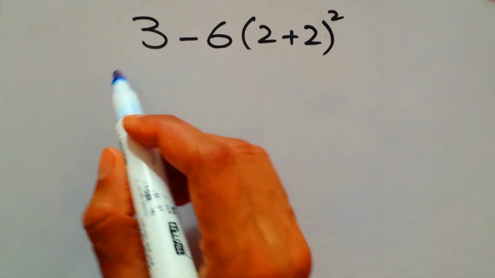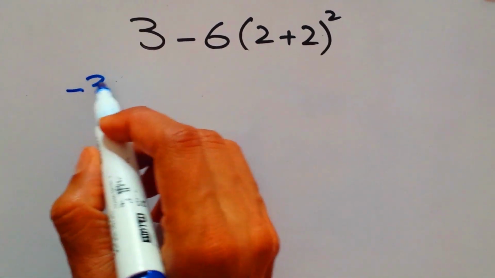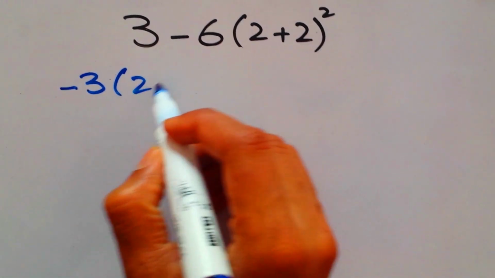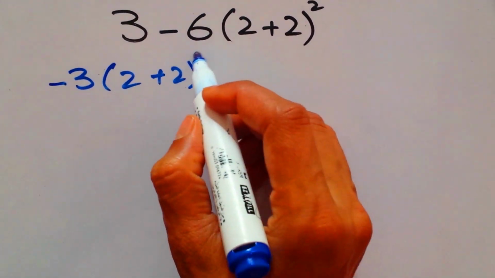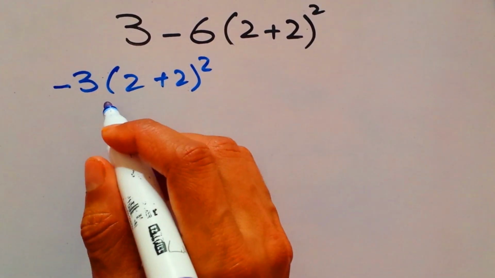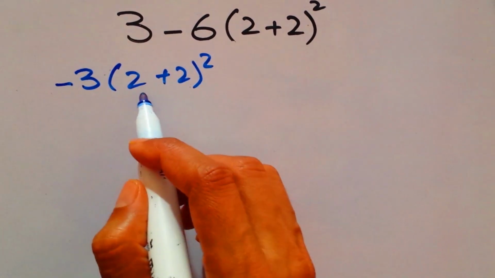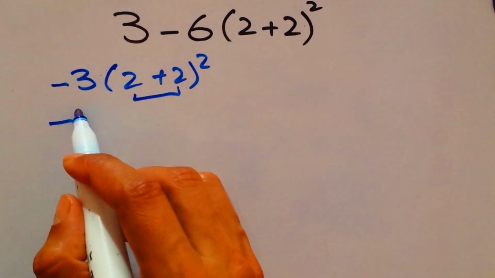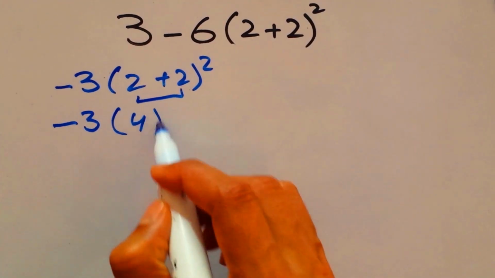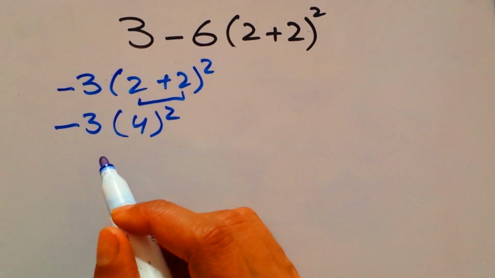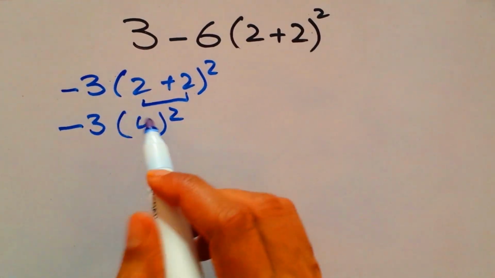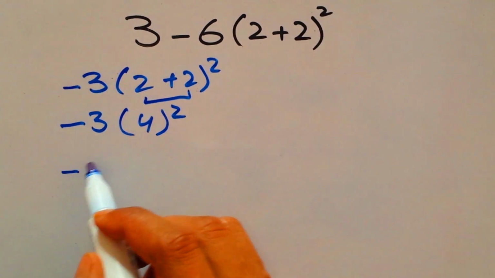3 minus 6 equals minus 3, right? And 2 plus 2 all squared. Now it looks like minus 3, 2 plus 2 whole squared. So 2 plus 2 equals 4 and whole squared. Right, now 4 squared means 4 times 4 equals 16.